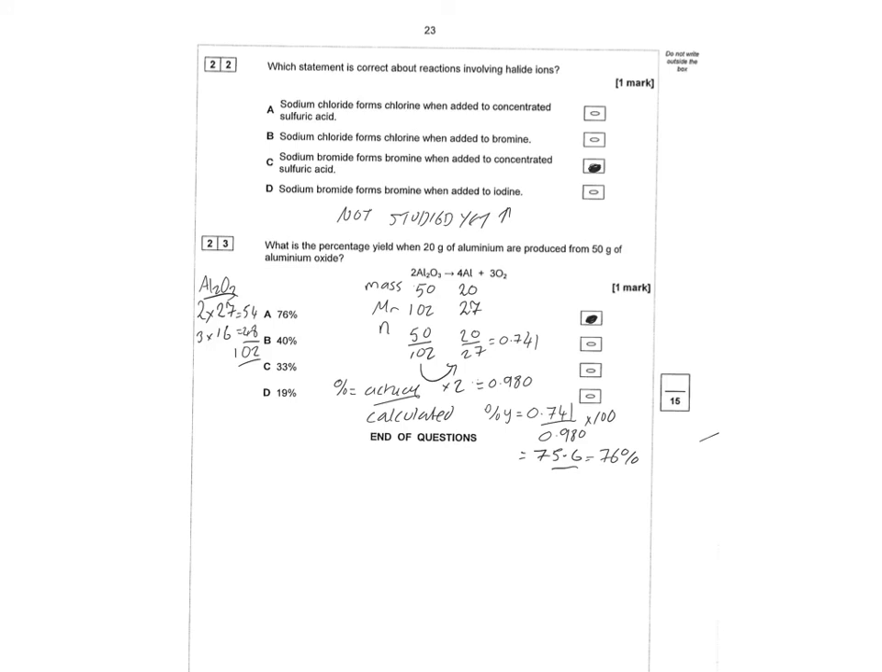Question 22 we've decided to take away because we haven't studied group 7 yet, but the answer was C, because sulfuric acid is an oxidising agent, but we've not studied that yet.